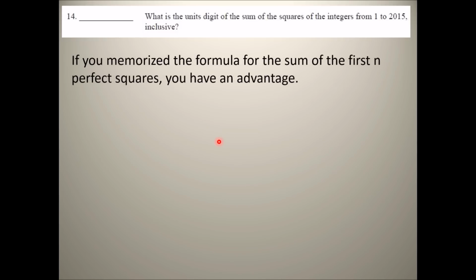Okay, number 14. What is the units digit of the sum of the squares of the integers from 1 to 2015 inclusive? So for this one, there's a formula for finding the sum of the first n perfect squares, and if you've memorized that formula, you definitely have an advantage because this makes it a lot easier. So if you don't know, this is what it is.